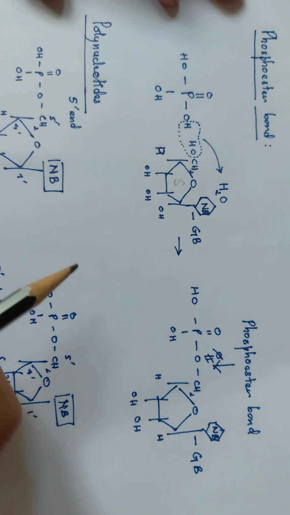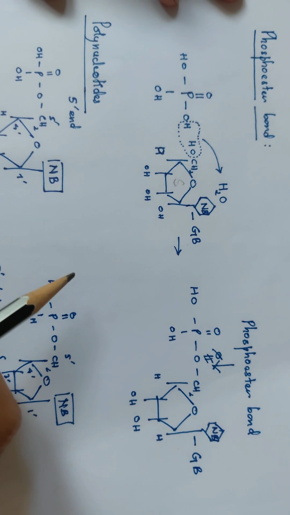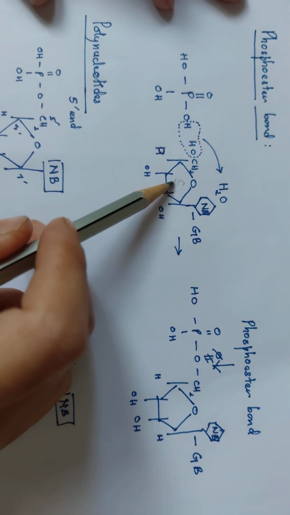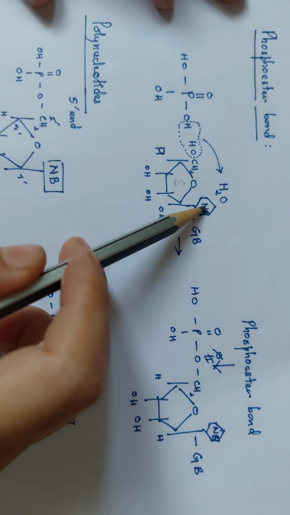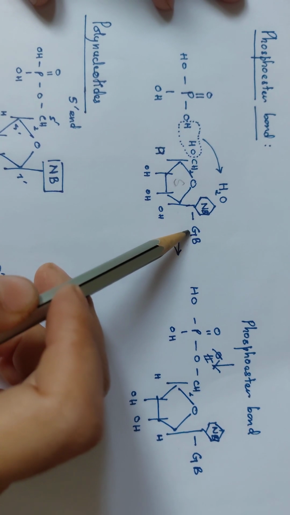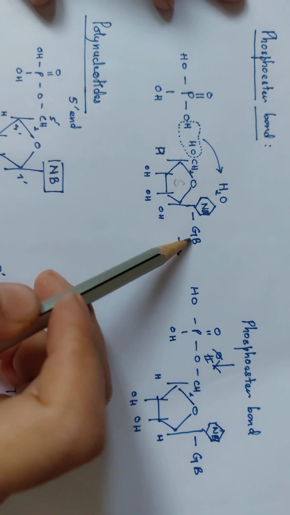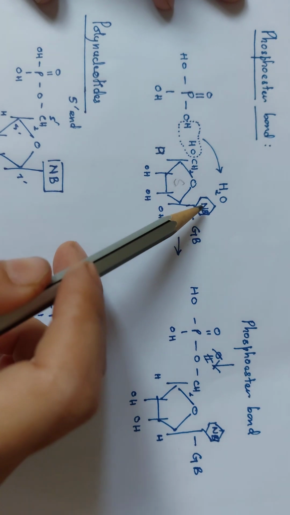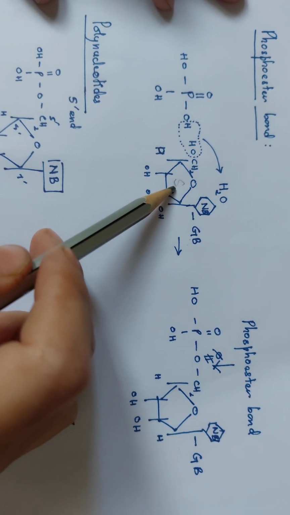Hello everyone. In this class we will learn about phosphoester bond. In the last class we saw how a pentose sugar is connected to a nitrogenous base with the help of a glycosidic bond, which I have represented as GB. GB stands for glycosidic bond. So glycosidic bond helps in linking between nitrogenous base and the sugar.